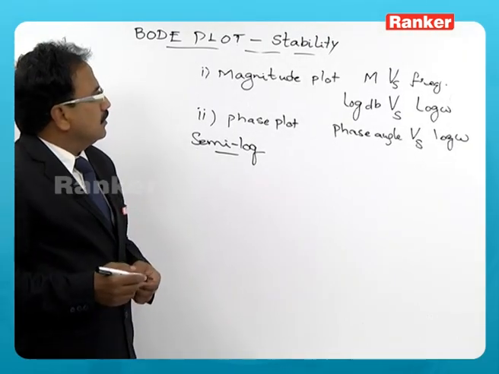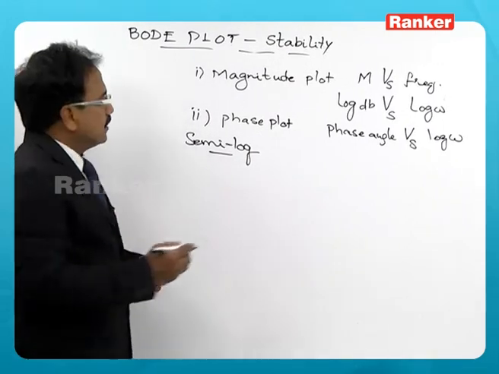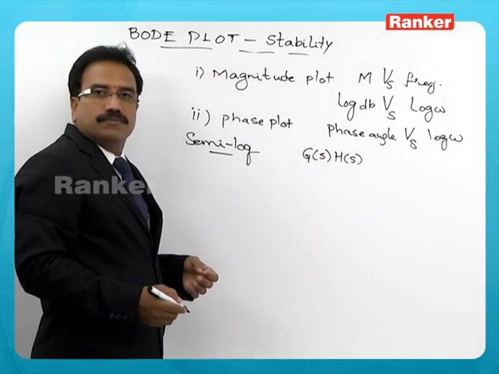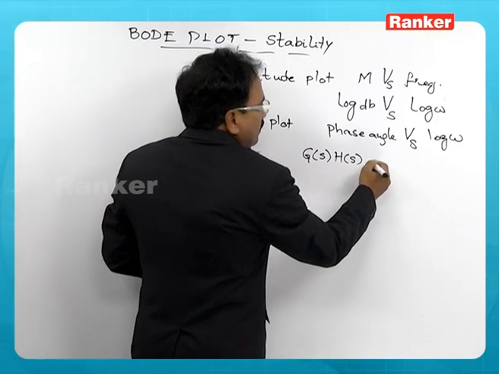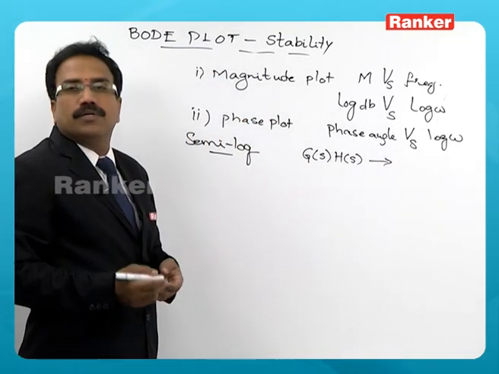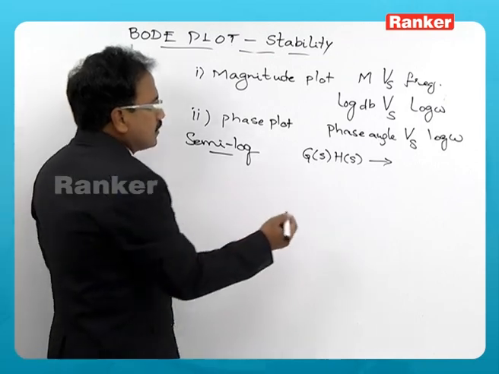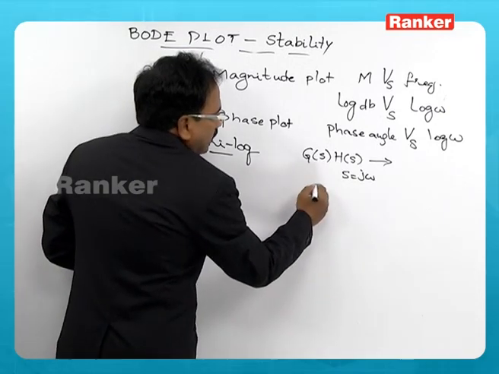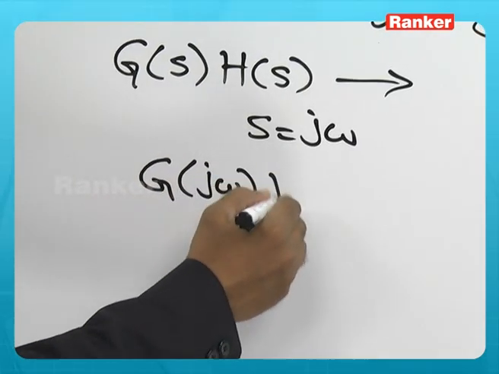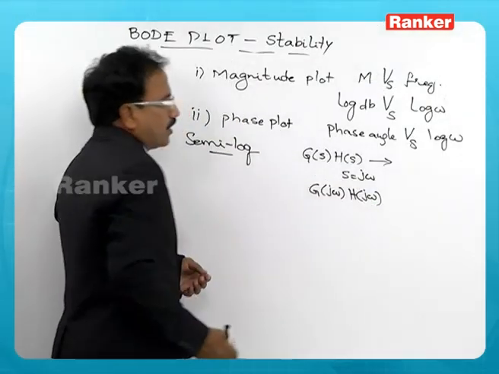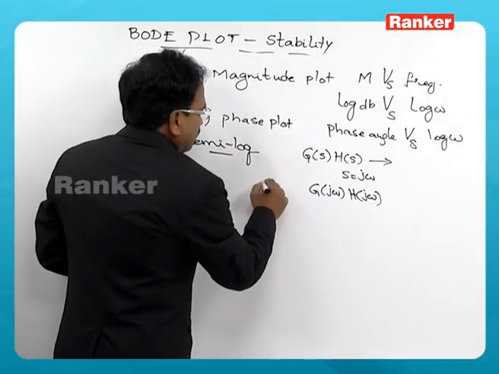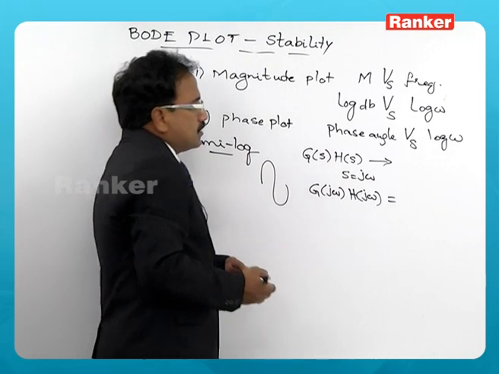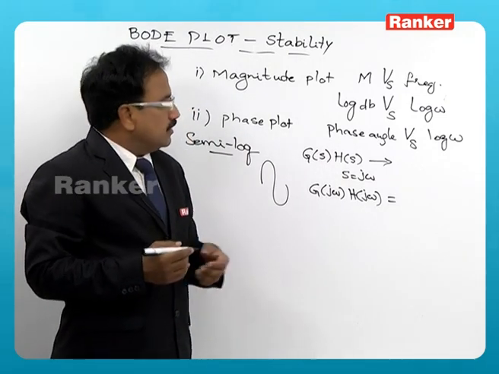So, any system is represented by g of s into h of s, a loop transfer function, and when this is given, the first step to draw the plot is you need to replace s by j omega, then the function becomes sinusoidal transfer function, and this actually consists of poles, zeros, and the gain constant.